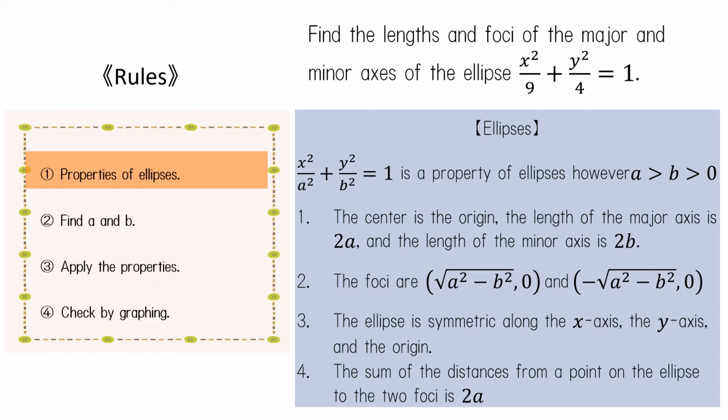The foci are 2 points, square root of a squared minus b squared, 0, and negative square root of a squared minus b squared, 0. The ellipse is symmetrical about the x-axis, y-axis, and the origin. The sum of the distances from a point on the ellipse to the two foci is 2a.